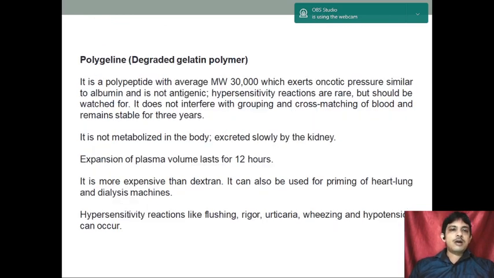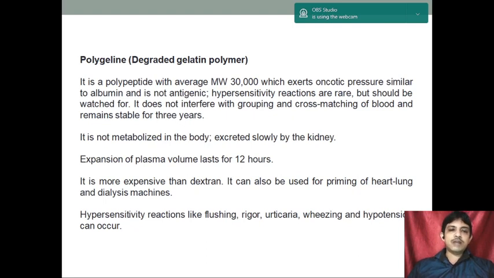Now coming to Polygeline, that is a degraded gelatin polymer. Its molecular weight is almost 30,000, and it exerts an oncotic pressure similar to albumin. It is also not antigenic. Hypersensitivity reaction is very rare, but it should be watched for. Generally it does not interfere with grouping or cross-matching of blood and remains stable for 3 years. Clear? 3 years.